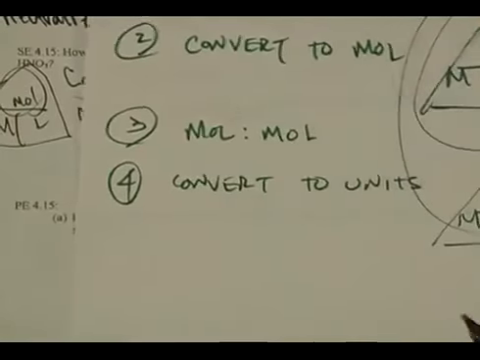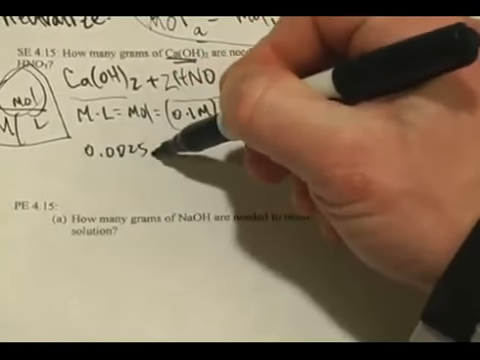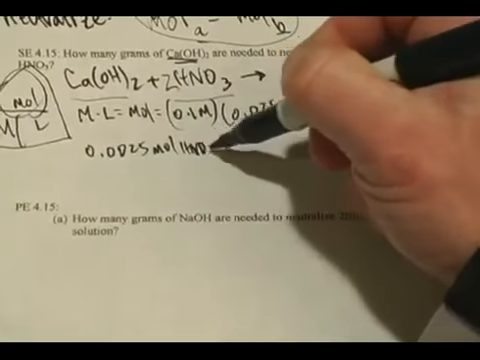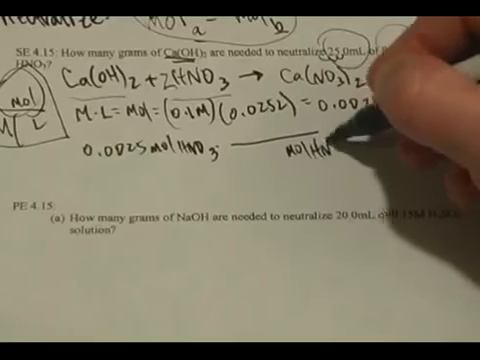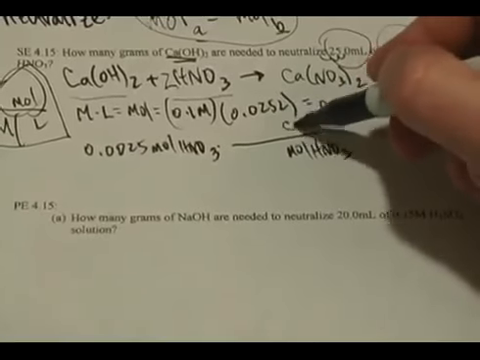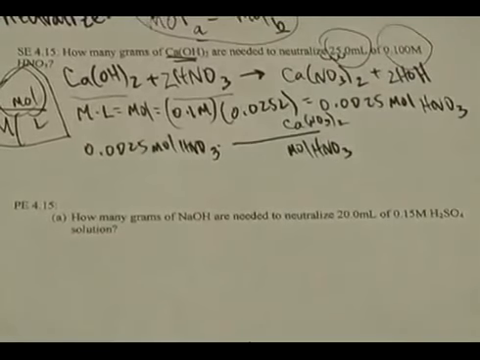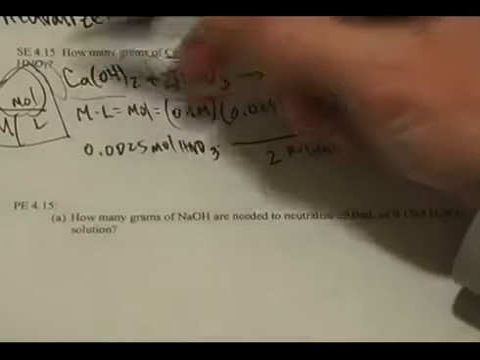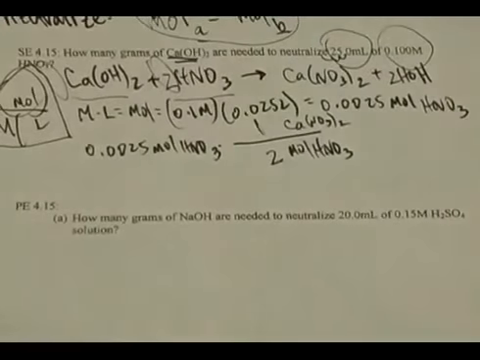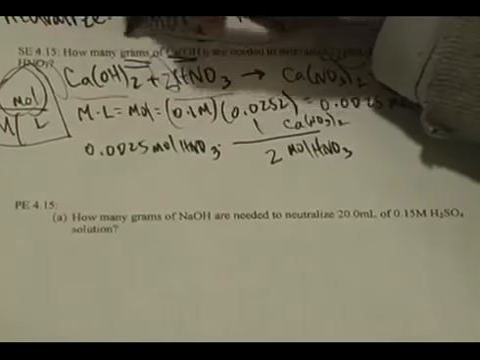So we know the moles of HNO3. Step number 3, mole to mole ratio from the balanced chemical equation. So now we can take our 0.0025 moles of HNO3. Notice I put my units in first before I put numbers in. Put moles of HNO3 in a position where it's going to cancel. The thing I want to know is Ca(NO3)2, so I put that on the top in a new position. Notice the ratio here is 1 to 2. 2 goes with the HNO3, 1 with the Ca(NO3)2. And it asks how many grams are needed to neutralize.